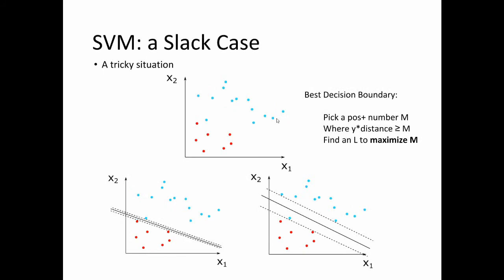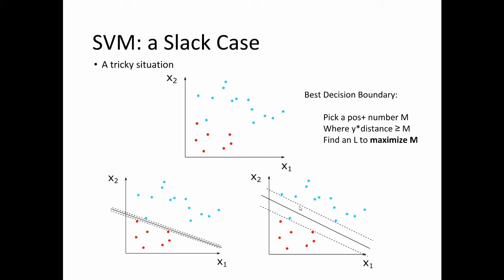In this example, we have some blue dots and some red dots, and it seems that there's an outlier of blue dot here. Intuitively, we would want to ignore that outlier while looking for the best decision boundary, and that would probably give us a decision boundary like this. But if we use SVM to find the best decision boundary, it's going to give us this one instead.